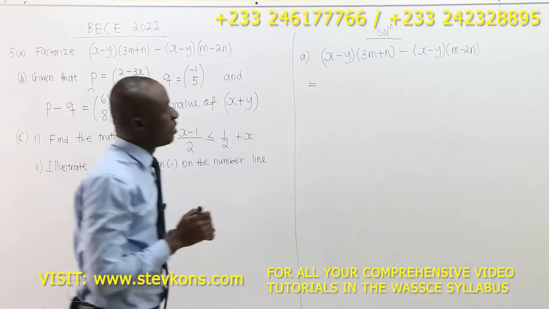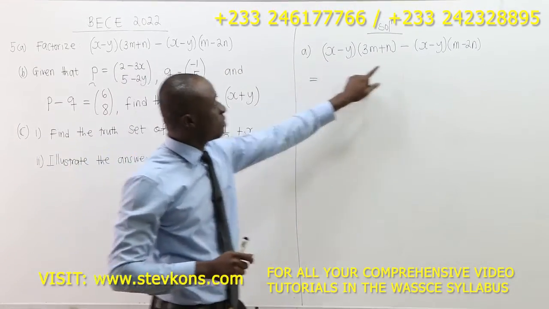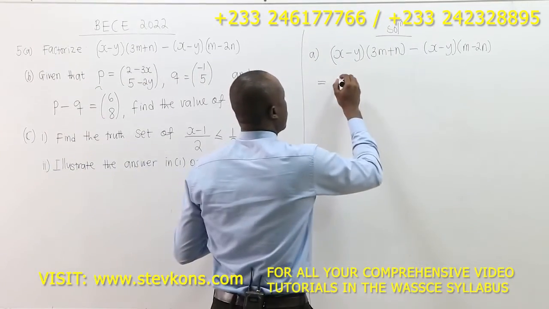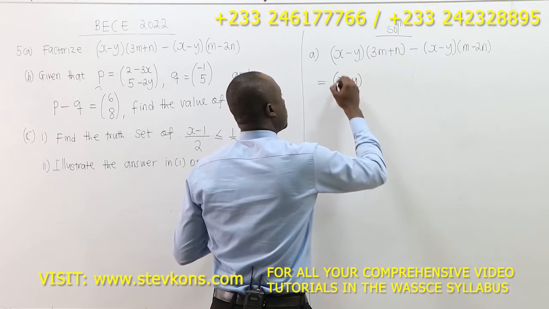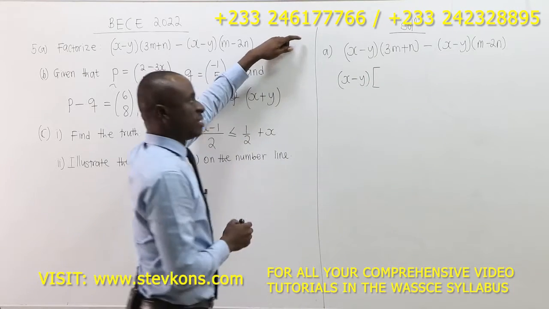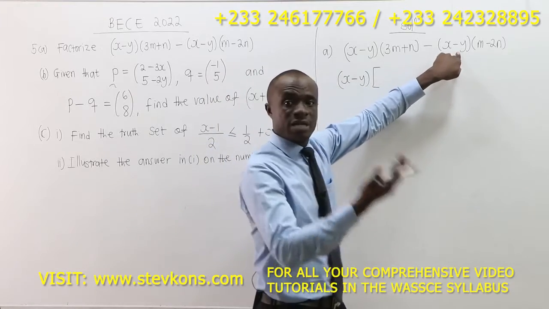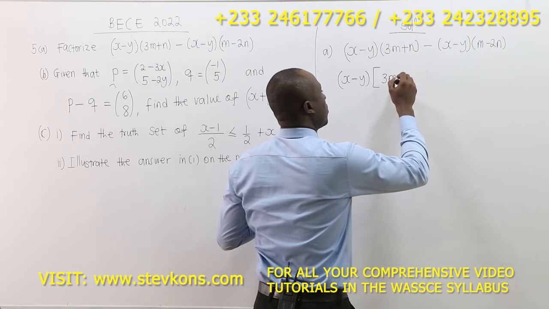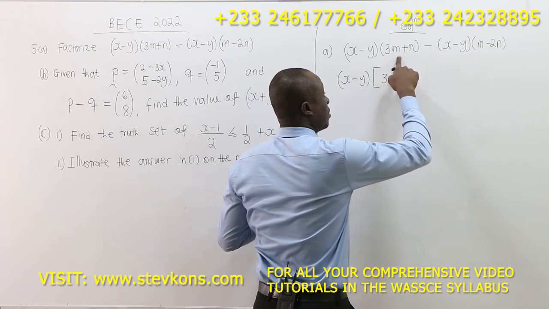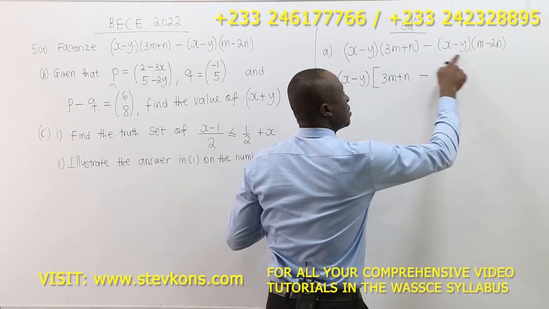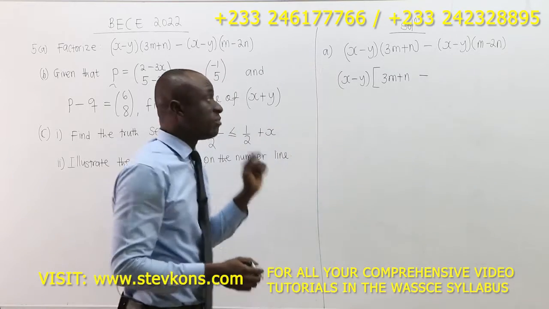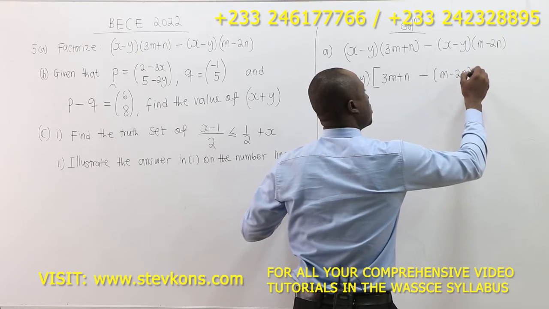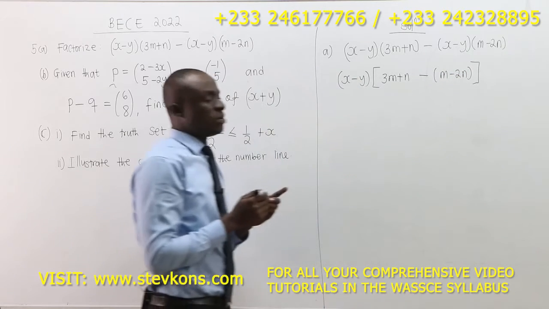Now, clearly, from here, what is the common factor? We have x minus y, so we factorize the x minus y out, so we have our x minus y, common factor. What is left? So this and this has been factored out. What is left? We have 3m plus n. This is left here. Minus. Now this is 2 times, so we have to put it in bracket: m minus 2n. We close the bracket.